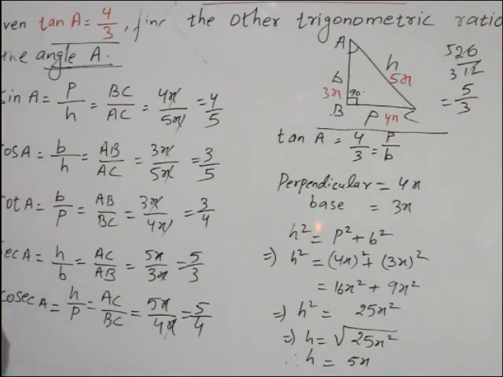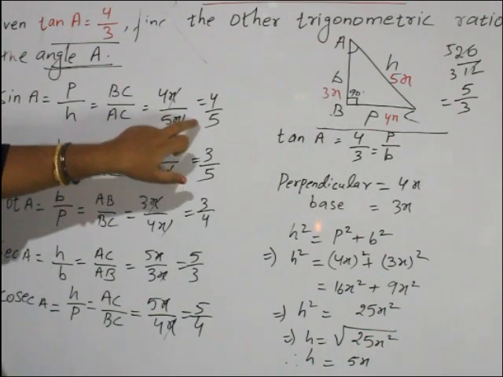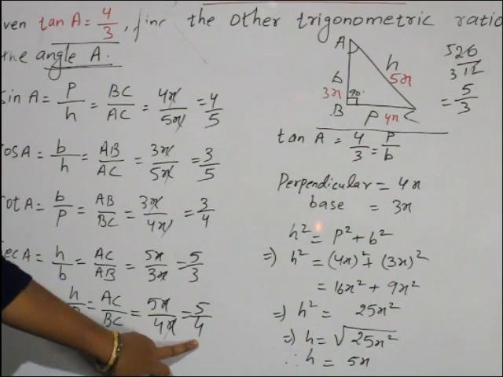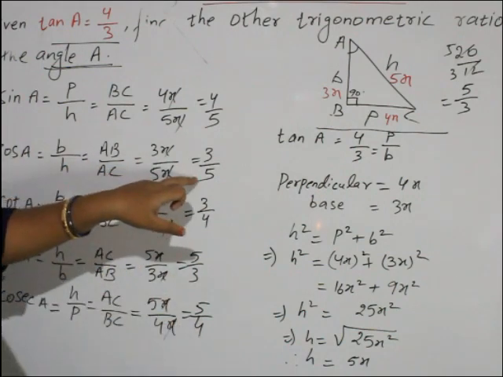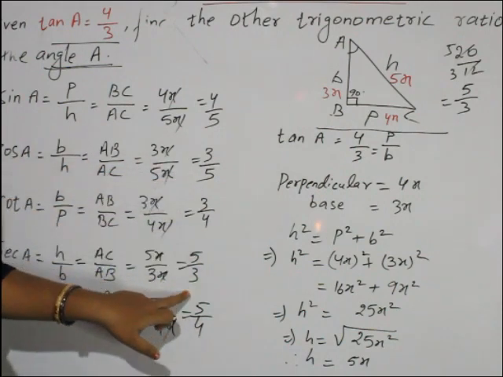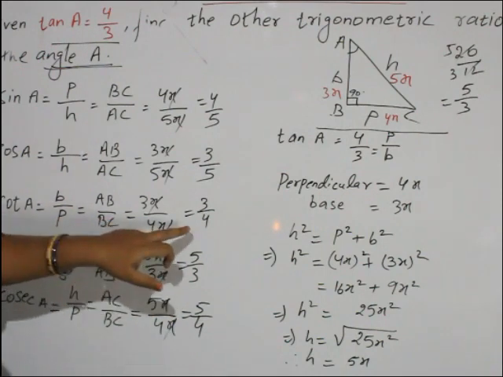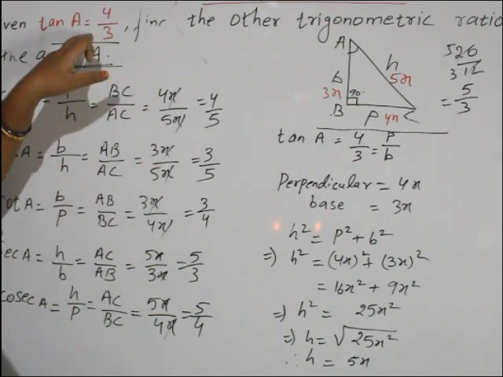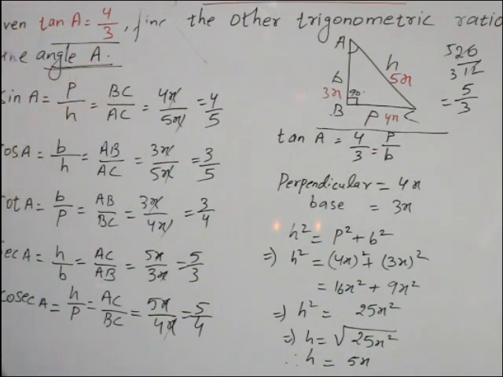Got it now? So sine, cos and tan are important trigonometric ratios. If you get sine, cos and tan, then the remaining cot, sec and cosec you can easily get, by just taking the reciprocal. Sine is 4 by 5, cosec will be 5 by 4. Cos is 3 by 5, sec will be 5 by 3. Tan is 4 by 3, cot is 3 by 4. Okay now children?